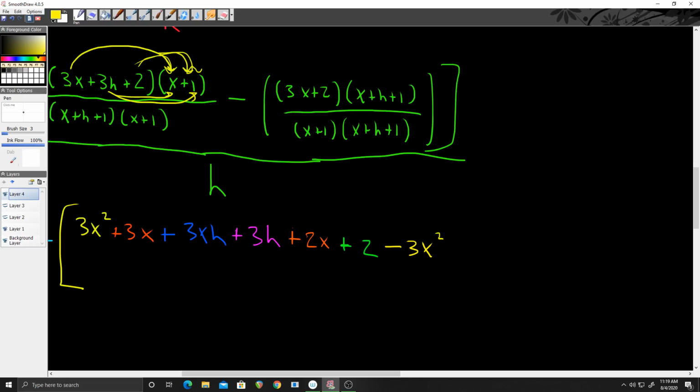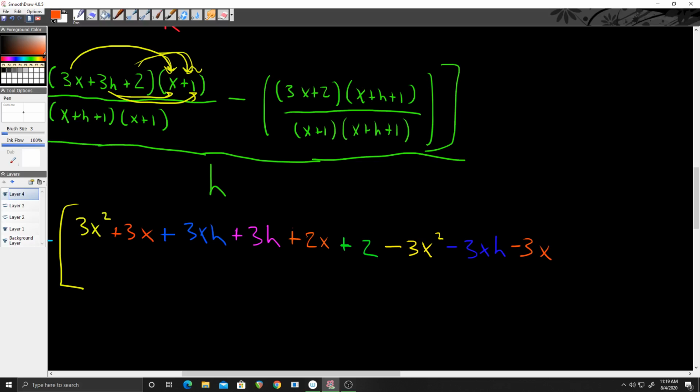Then we're going to do 3x times h. So that's going to be a blue term with a minus. These are all going to be minus, thankfully. That makes it a little simpler. 3xh. 3x times 1 is going to be 3x, with a minus. Okay, so that term's done.